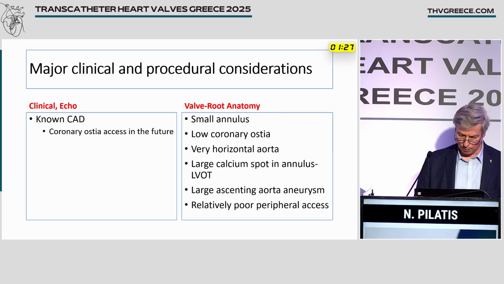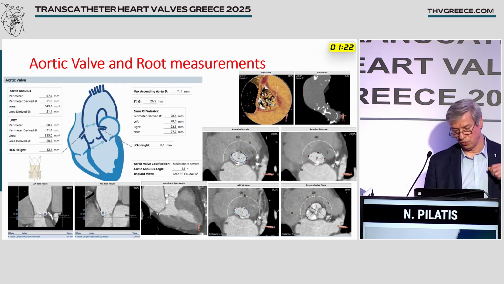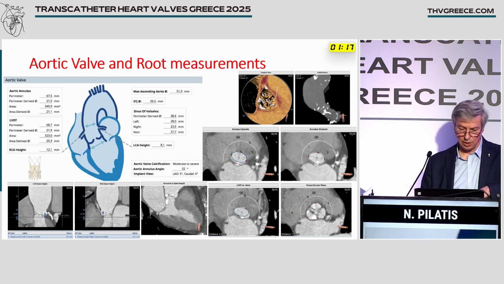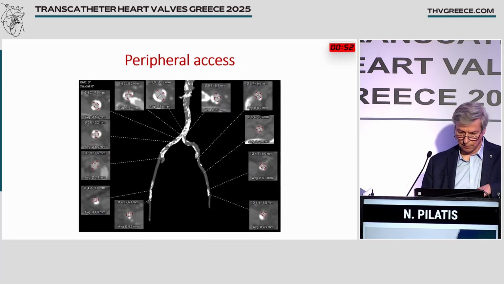So, putting all this into account, then we chose the valve, the Accurate neo valve, small valve. You see here the measurements. You see the big aorta. You see the calcium in the aortic annulus extending to the LVOT. The measurements are the ones that you see here. The perimeter derived area, the annulus 21, and the same for the LVOT.